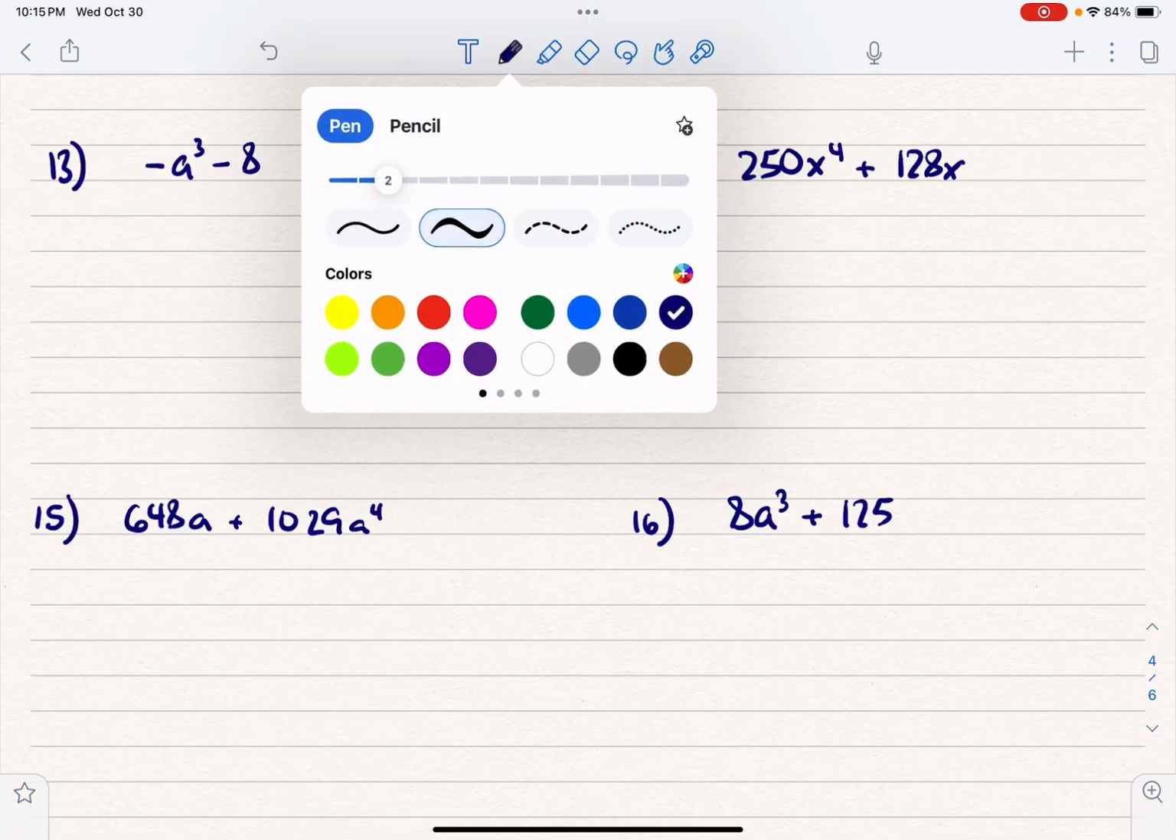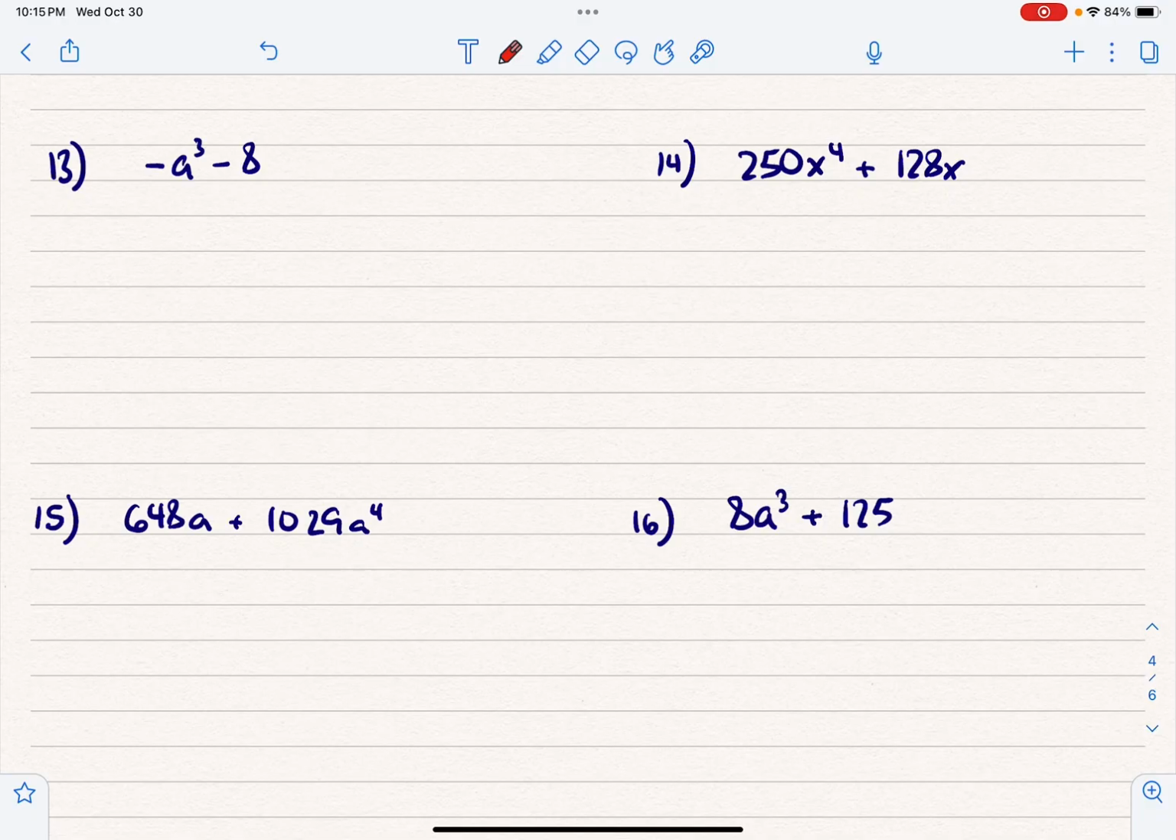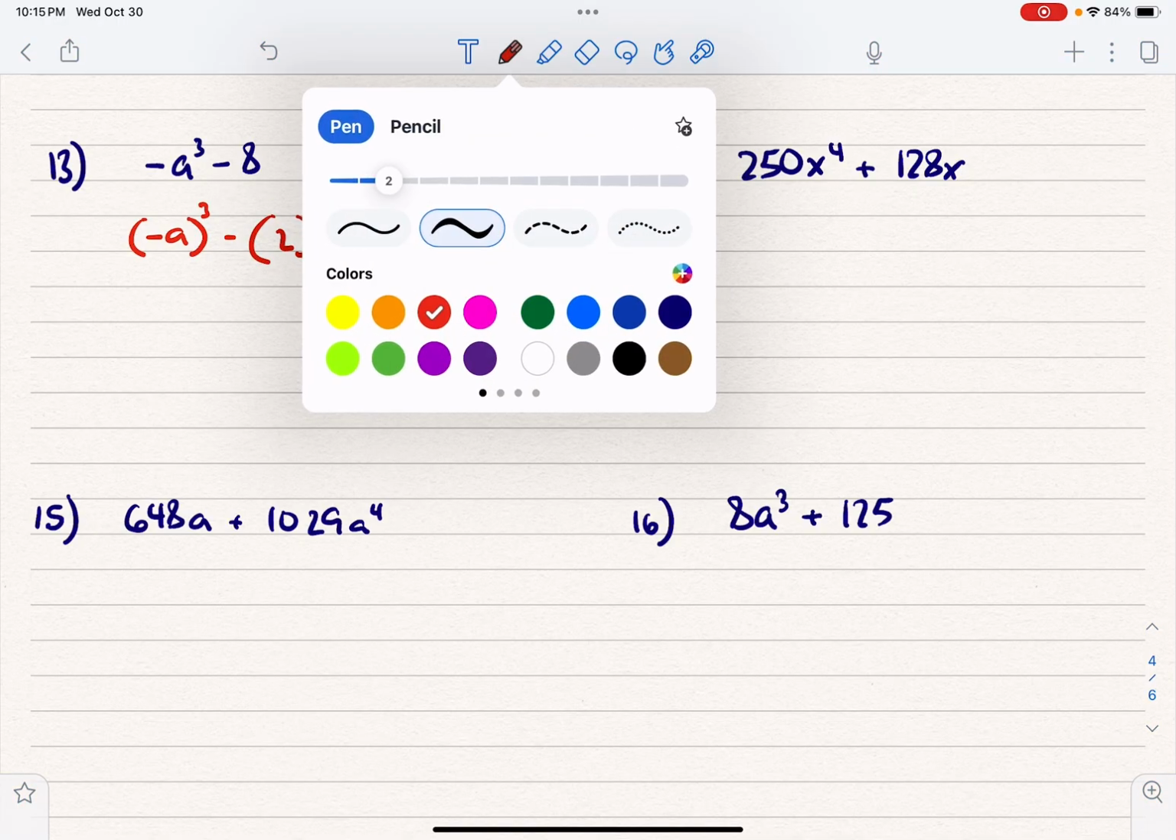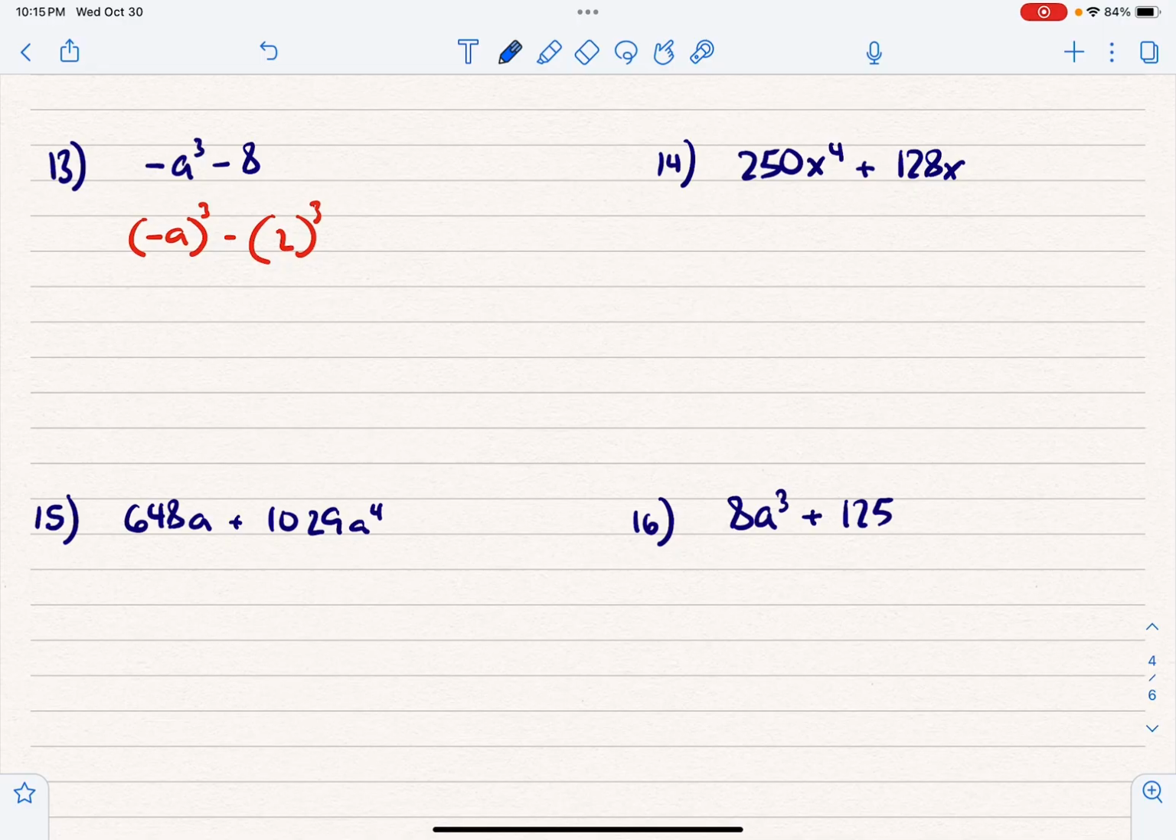What I'm going to do to try to help explain this, since I'm not there to explain it, is show you that in-between step. Like right here, when I look at this, I go, that is negative a cubed minus 2 cubed. And that's where I'm getting those two values up above it. And then from there, that is the difference of two cubes, so it's going to start by negative a minus 2 times a squared minus 2a plus 4.